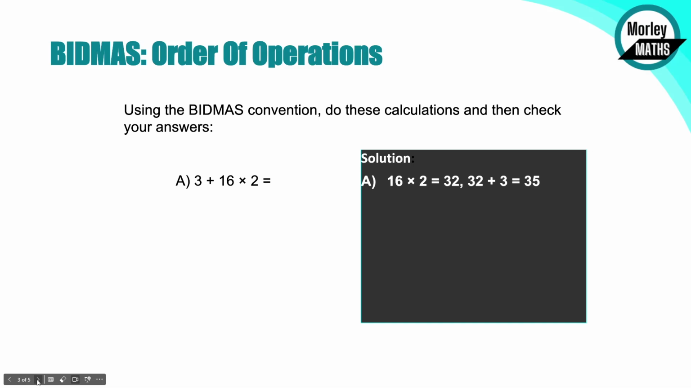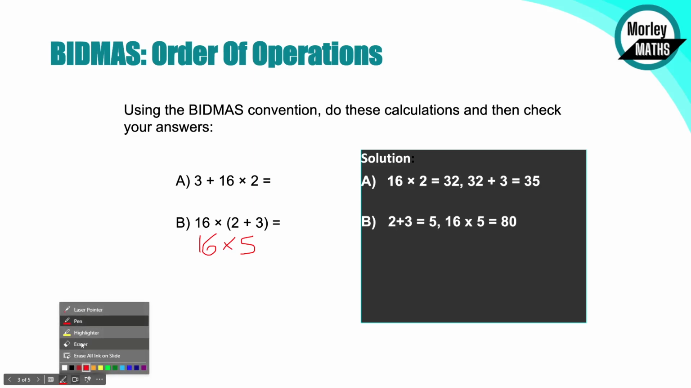Following on from that, we have 16 times (2 plus 3). So 16 times (2 plus 3). First thing we need to do is the brackets. So the 2 plus the 3 is 5. So then that calculation becomes 16 times 5, and that gives you 80 as an answer.